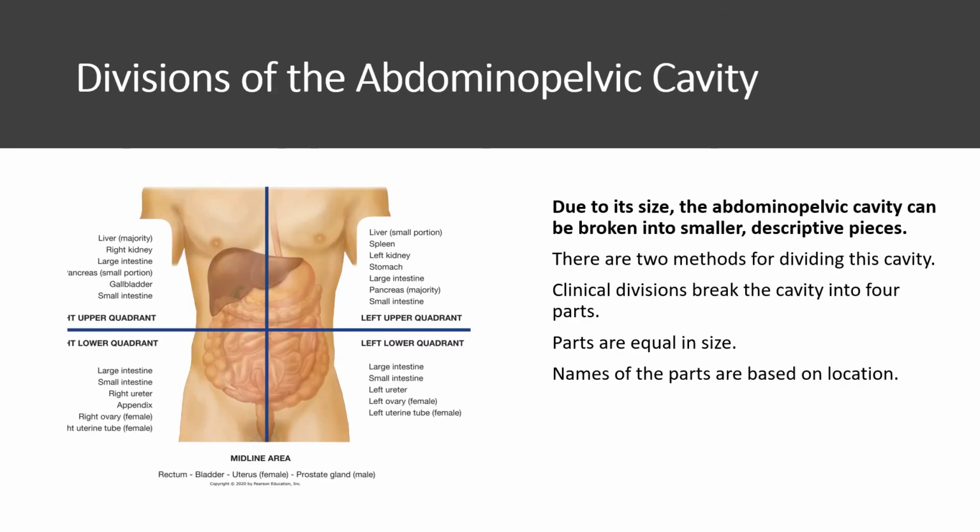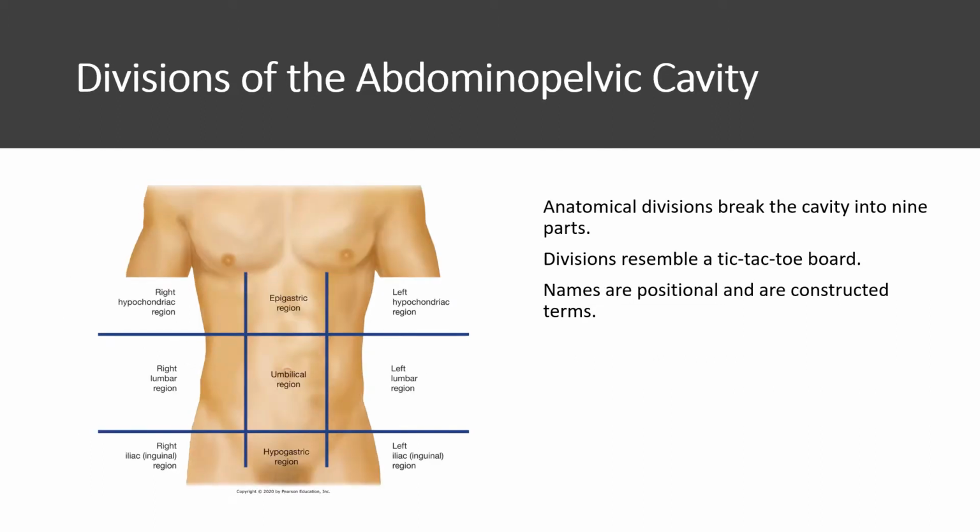Due to its size, the abdominal pelvic cavity can be broken down into smaller descriptive pieces. There's going to be two different methods for dividing this cavity. The clinical divisions break the cavity into four parts, and the parts are equal in size. The names of the parts are based on location: the right upper quadrant, the right lower quadrant, the left upper quadrant, and the left lower quadrant. The anatomical divisions break the cavity into 9 parts, and those divisions resemble a tic-tac-toe board. The names are positional, and they're constructed based on anatomical terms.